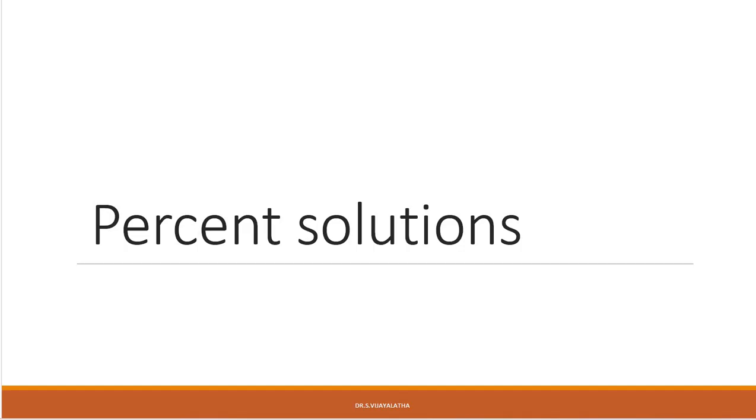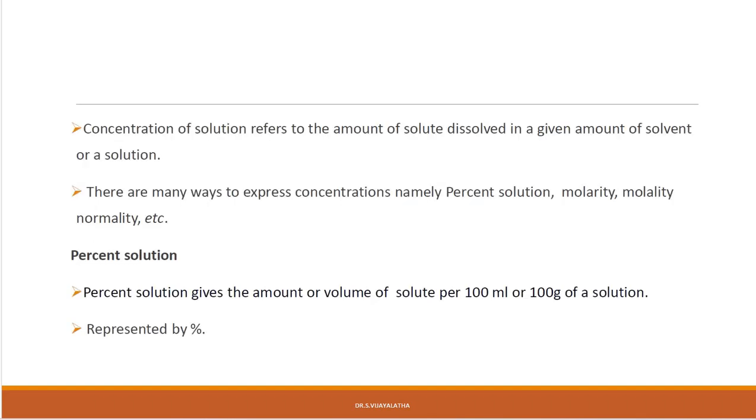Under biochemical calculations, we are now going to see how the concentrations of solutions may be expressed. We are beginning with percent solutions in this video. Concentration of a solution refers to the amount of the solute dissolved in a given amount of solvent or in a given amount of solution. There are many ways to express concentration like percent solution, molarity, molality, normality, etc. And these terms are used preferentially in certain types of studies.